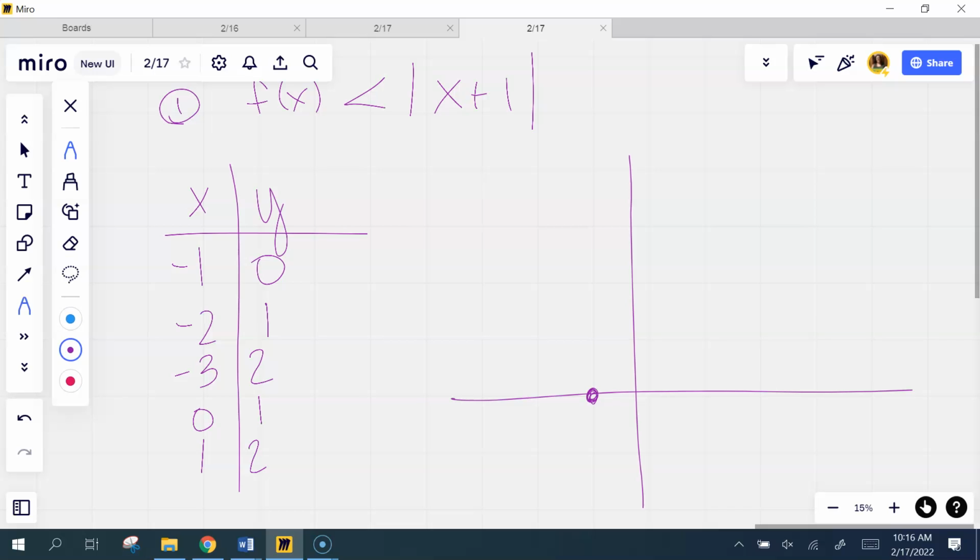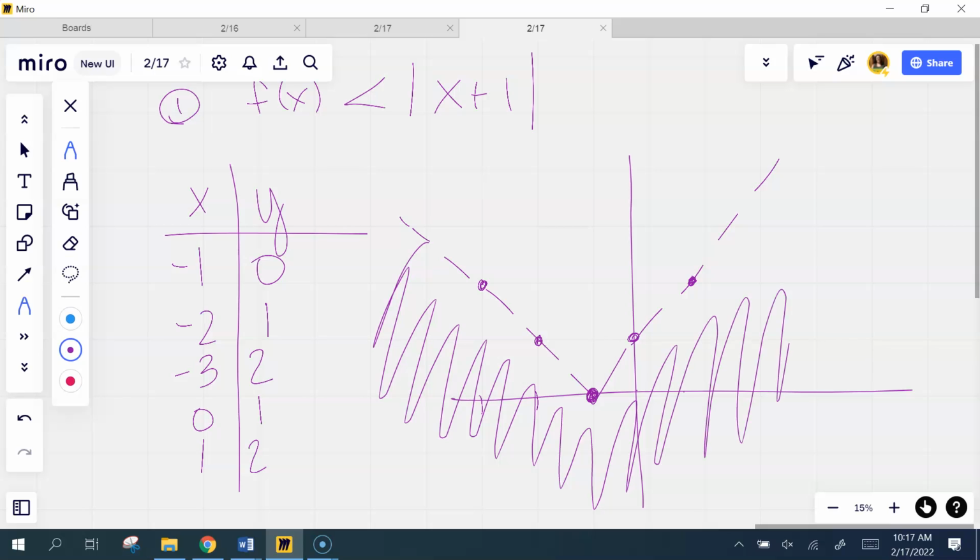-1, 0. So here's my vertex. -2, 1. -3, 2. 0, 1. What's wrong? 1, 2. And we said it's dashed, so I'm just going to go ahead and dash it in. So it's shaded down. That's exactly right. So where is that? Is that outside the absolute value or inside? Outside. Outside's going to be down. So I'm going to shade outside.